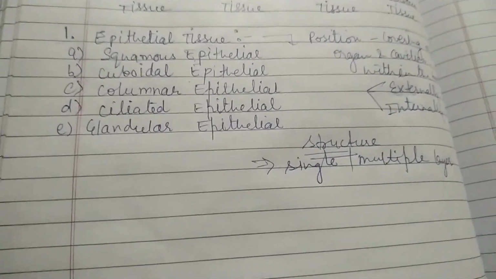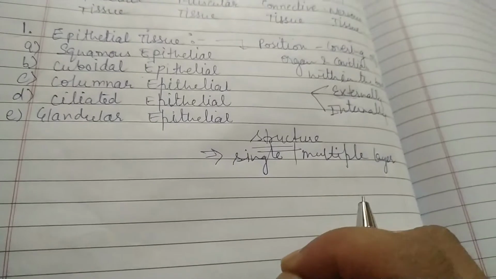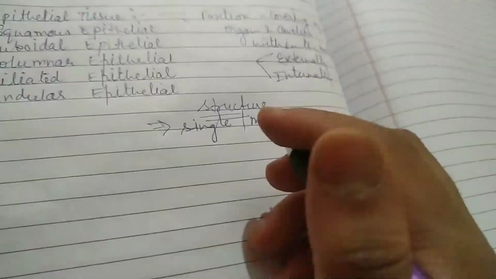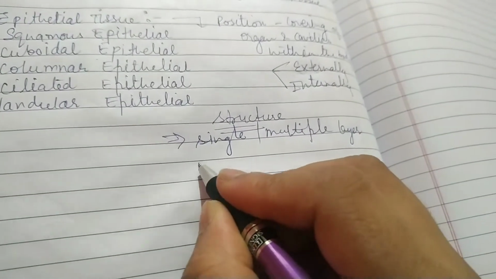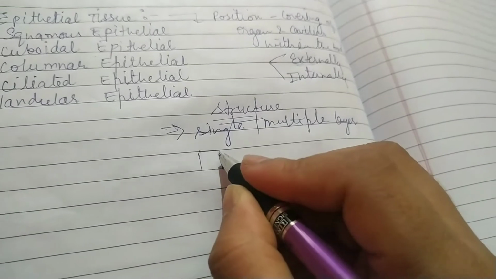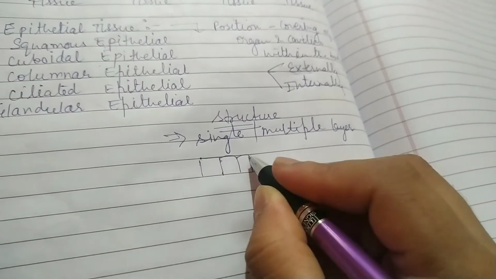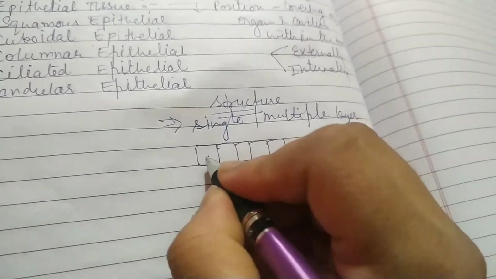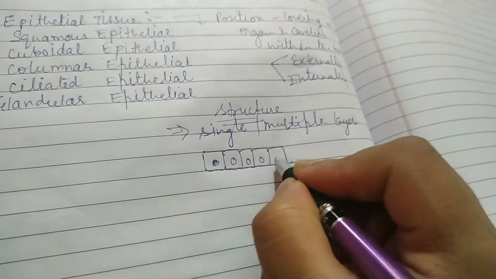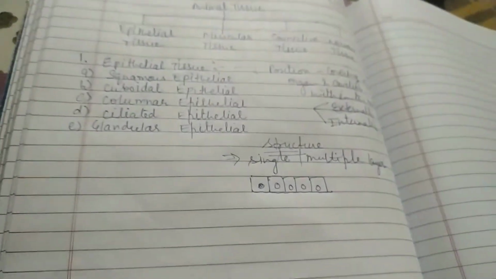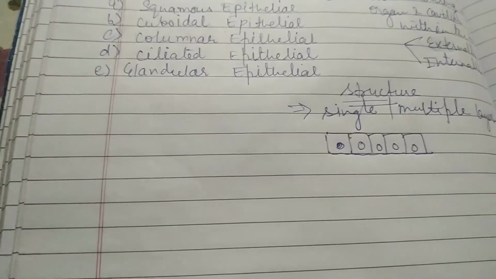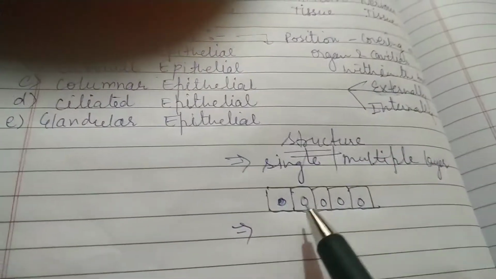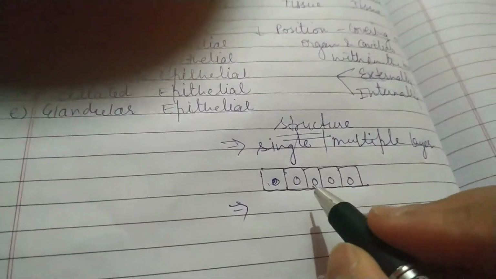And the cells arranged in epithelial tissue are very closely packed. I'll just show you the structure. It is this kind of structure. See students, it is the structure. See, it can be a single layer, or it can be multi-layer, right? So the cells here are closely packed, meaning the cells are compact.